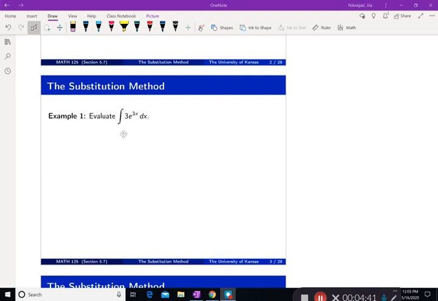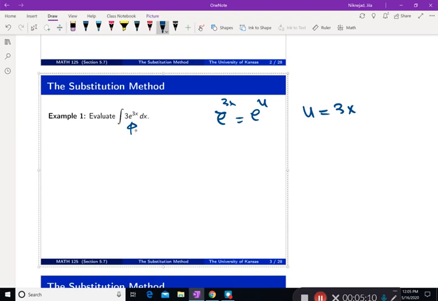And what would be the inside function? This looks like I'm starting with e to the power 3x, and it looks like the inside function is 3x, right? And so I set u equal to 3x as the inside function. And then I have to go back and change things. Well, I set u equal to 3x right there, so that would resolve this part. It becomes e to the power u.